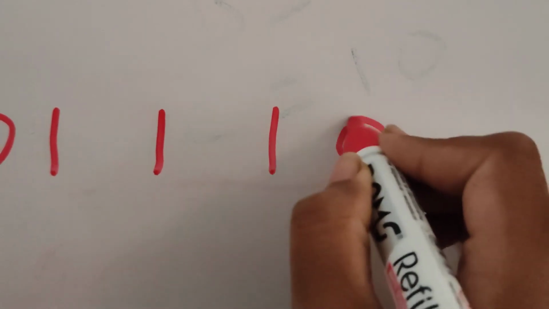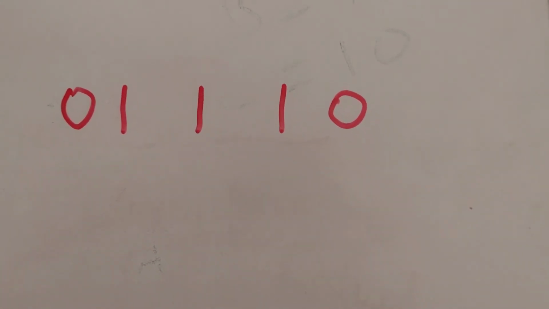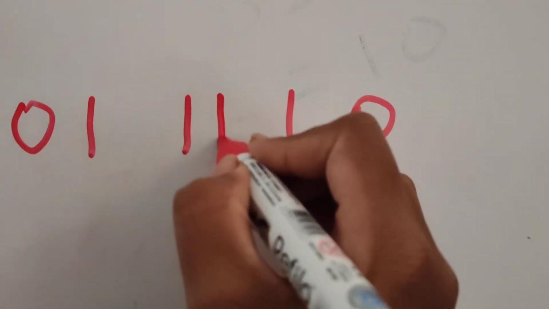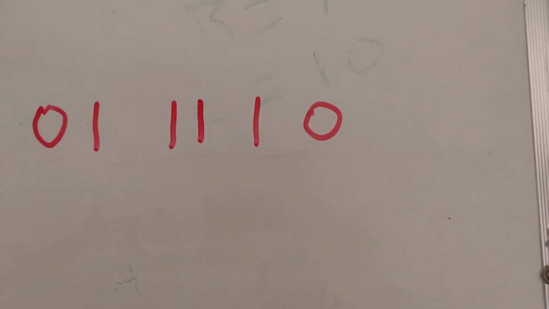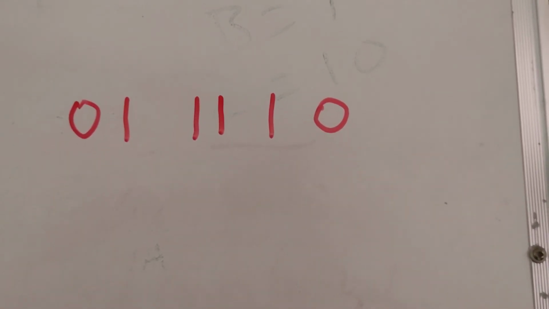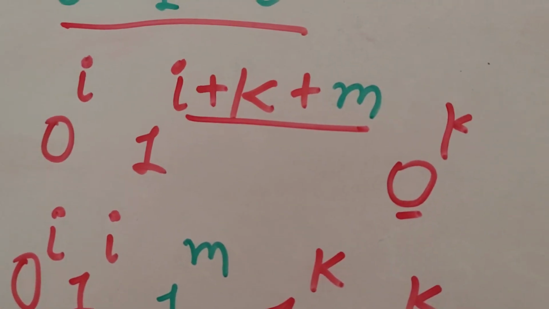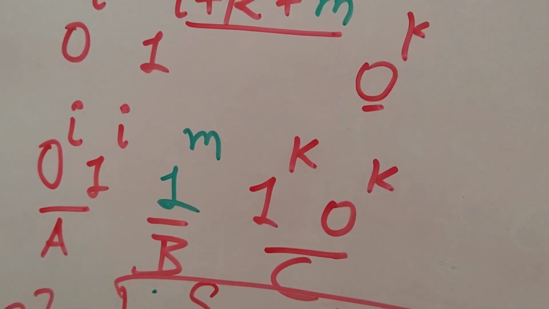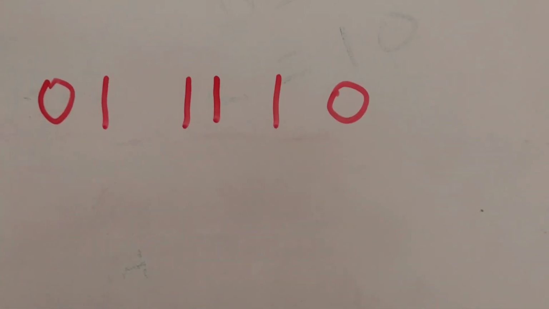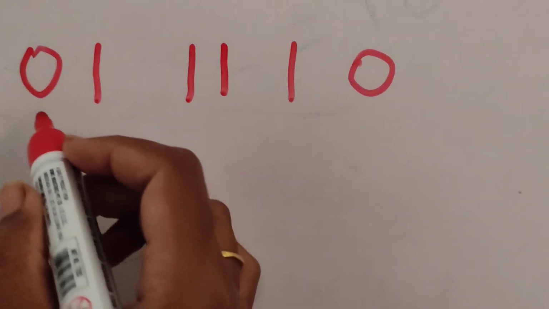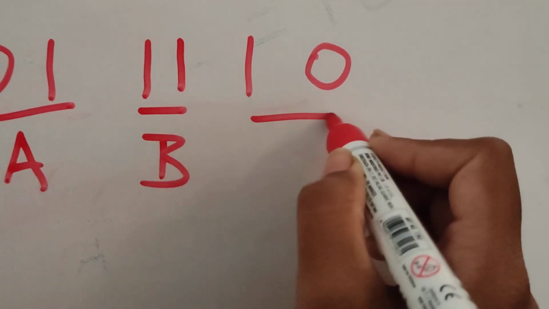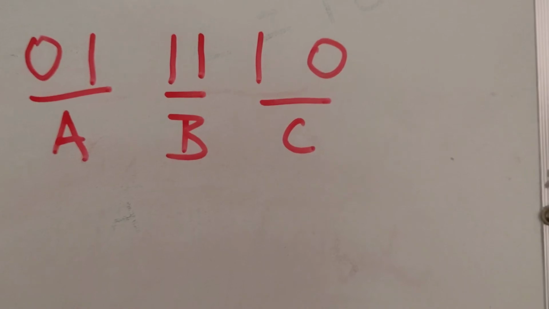like 0 1 1 1 0. Now if we want this string to get generated, or we are taking another string, which is 0 1 1 1 0, right? So initially there will be the occurrence of 0 1, which is A, then the occurrence of 1 is B, and the occurrence of 1 0 is C. So we'll have to separate our string into 3 parts: 0 1's occurrence as A, 1's occurrence as B, and 1 0's occurrence as C. So A, B and C.